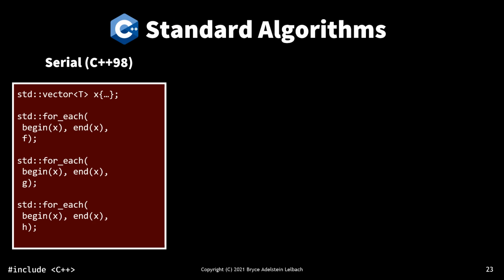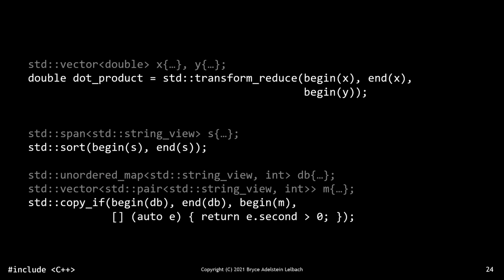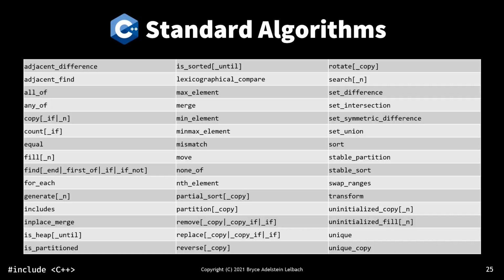C++ has had a set of serial algorithms for manipulating sequences of objects since the first standard. These algorithms operate on one-dimensional sequences. Initially, they were parameterized with iterators, but with C++20, we've introduced a new, more powerful abstraction, ranges. There's about 100 different standard C++ algorithms. For loop abstractions, filters, sorts, searches, rotations, reductions, scans, etc.